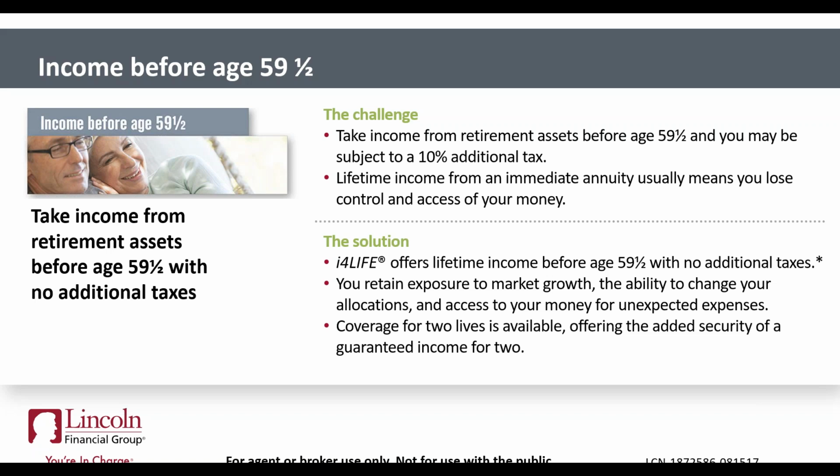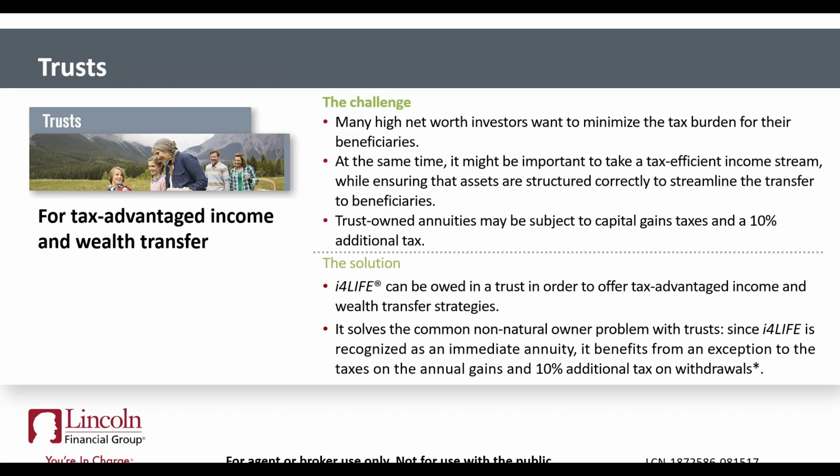Pre-59.5 income. This is why the power of annuitization is so cool. You can turn on income pre-59.5 without a 10% penalty. Traditional income riders, 10% penalty. I4Life, no penalty. So instead of just telling clients, well, we're going to start income at 60, if you're working with a high net worth client that wants to retire before 60, great. Now you have a solution for them.